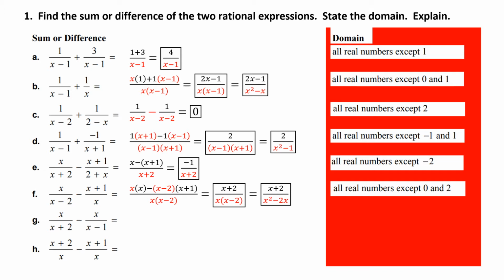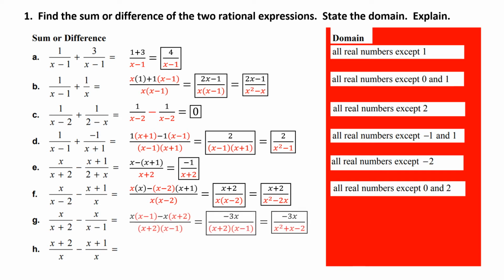For example, g, our first fraction needs to be multiplied by x minus 1 over x minus 1, and our second, x plus 2 over x plus 2. Again, that's going to give us x squared minus x for our first term, and x squared plus 2x in our second. When we subtract, the x squareds drop out, and we'll be left with negative 3x in the numerator, x plus 2 and x minus 1 in the denominator. Therefore, x can't equal -2 or positive 1.